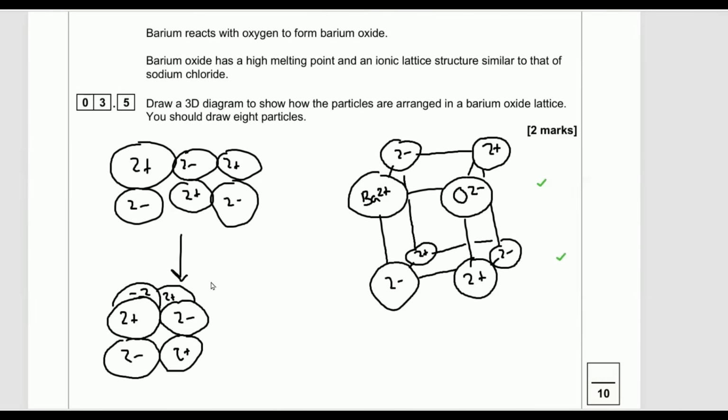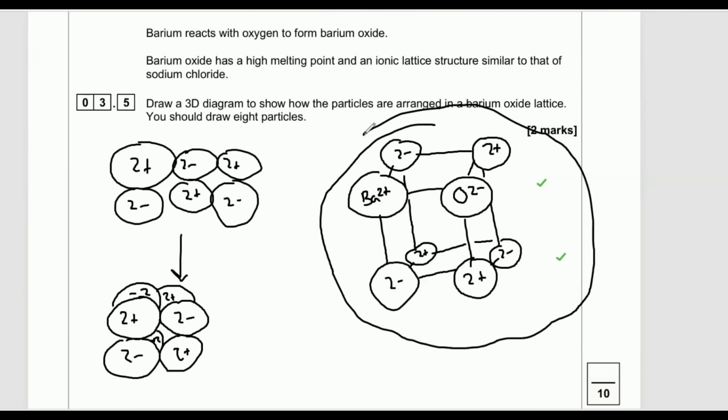I don't know, I'd have to just continue it over here, maybe do 12 of them to show its 3D structure. You can't really see the ones that would be behind there. I could attempt to sort of draw them, but I'm not sure the examiner would be happy about that. So yeah, I think this one here is the best way to show the lattice structure.